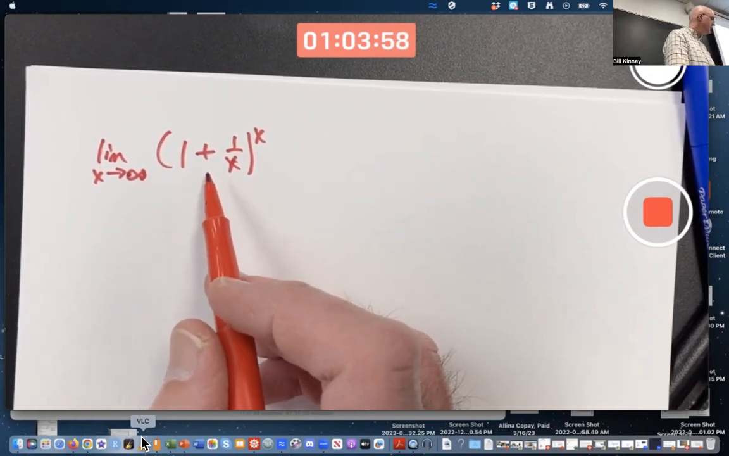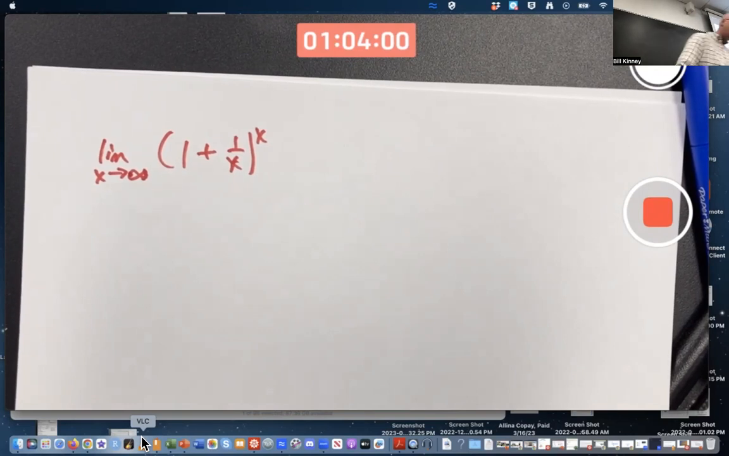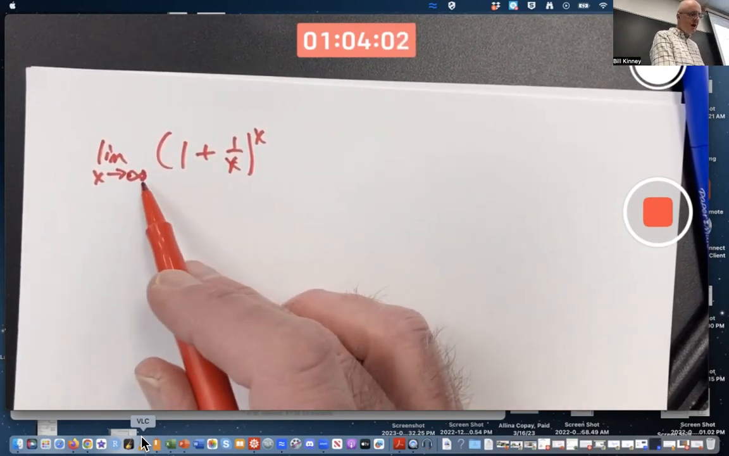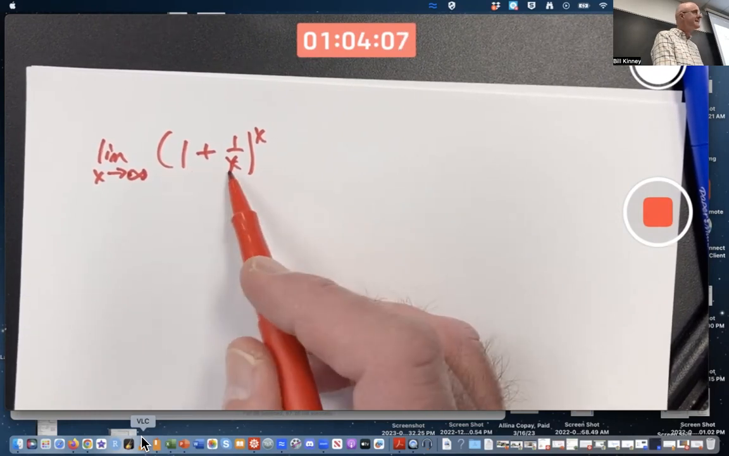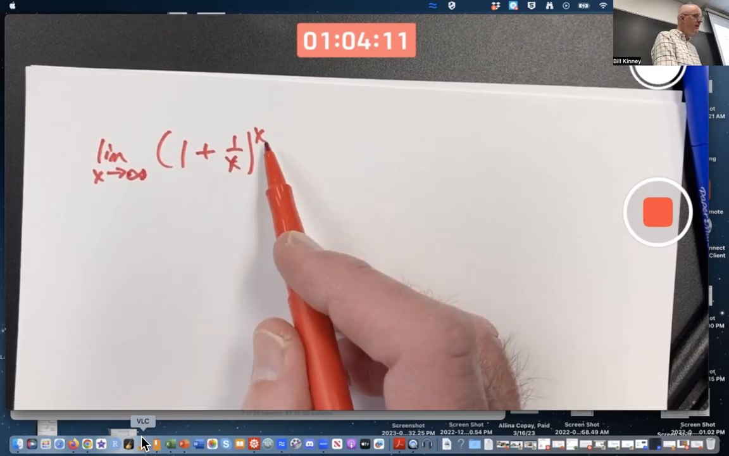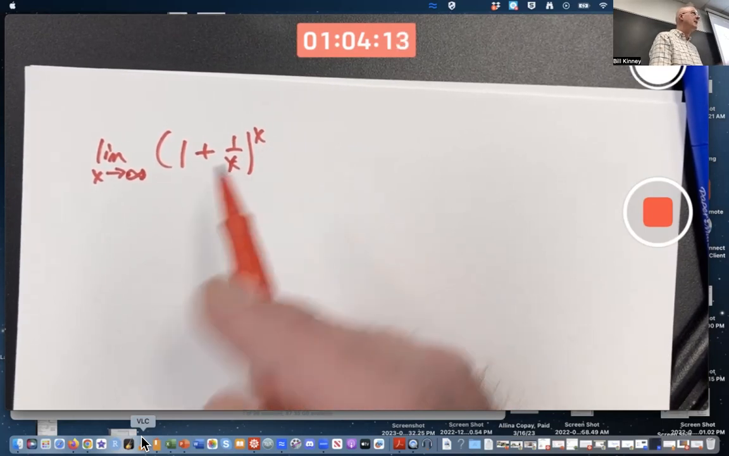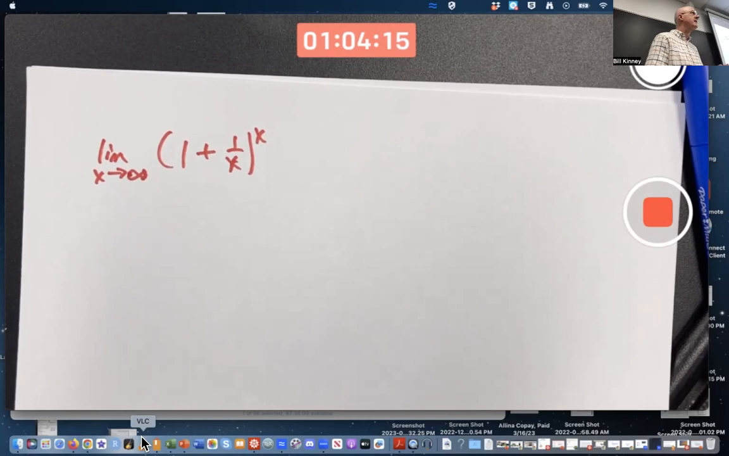Think about what's happening intuitively here. As x gets large, 1 over x gets small. 1 plus that is just barely bigger than 1, raised to a very large power. You get a number just barely bigger than 1, raised to a very large power. Is that big or small?